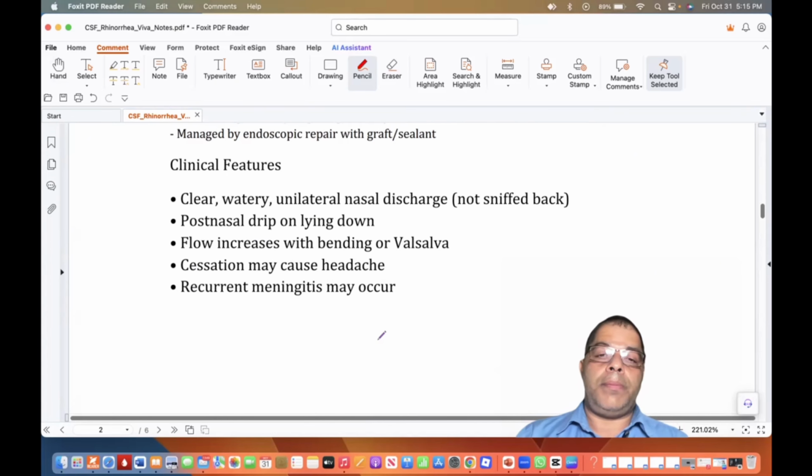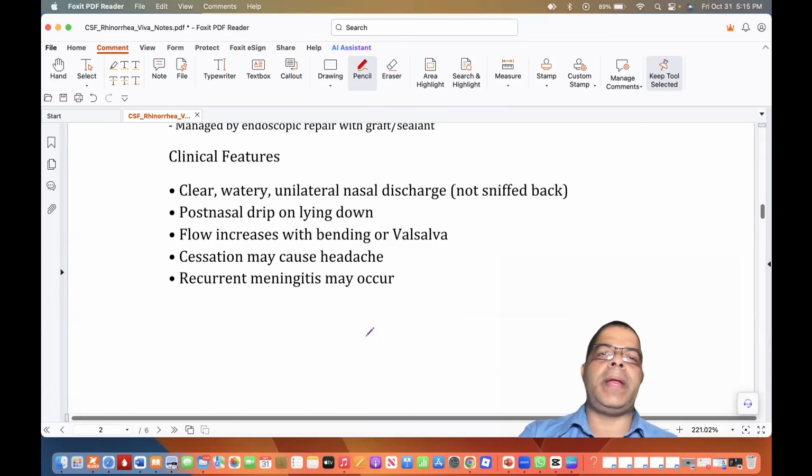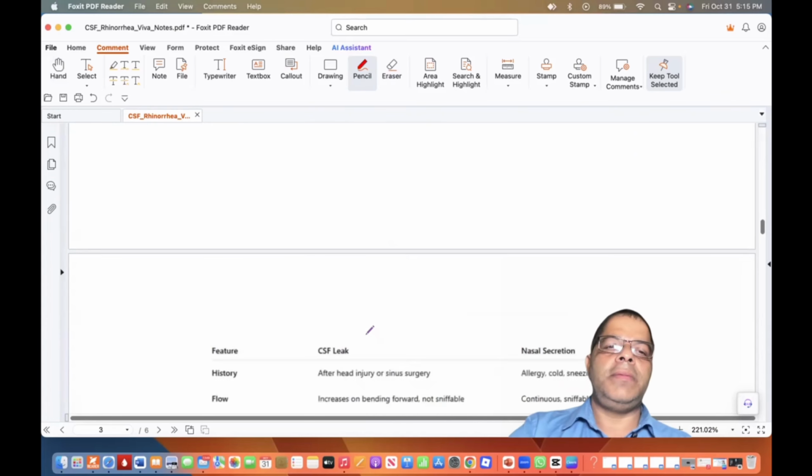There is headache. Some surgeons say there is so much headache due to this kind of CSF leak, while others say there is little headache. I feel there is more chance of headache in such cases, and after the CSF leaks, a decrease of headache is well known. Recurrent meningitis can also occur, as infection from the nose can go to the brain and cause recurrent infection.